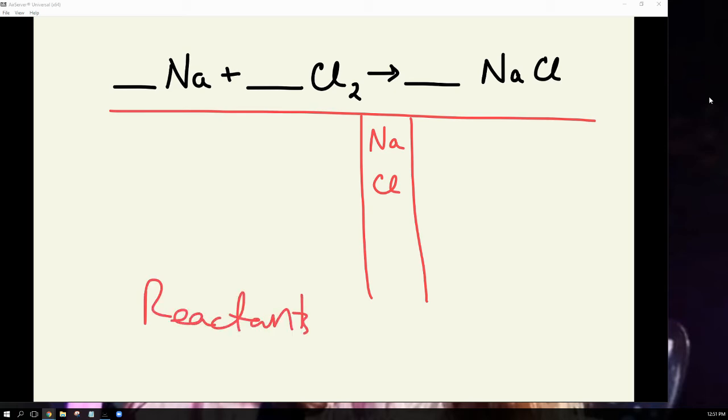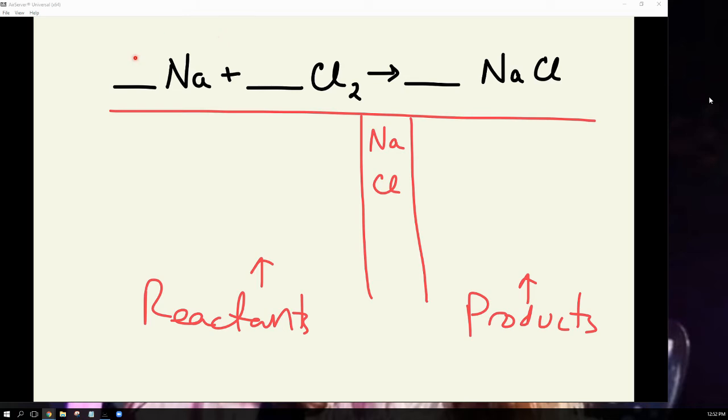So here, notice I'm drawing my chart right in the middle so that I can count left and right. I might even just use left and right instead of reactants and products, but I tend to interchange them. So I'm going to write my reactants and my products here. This chart is just a way for me to keep track.